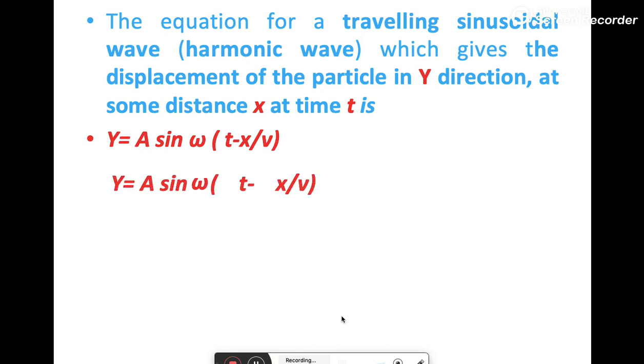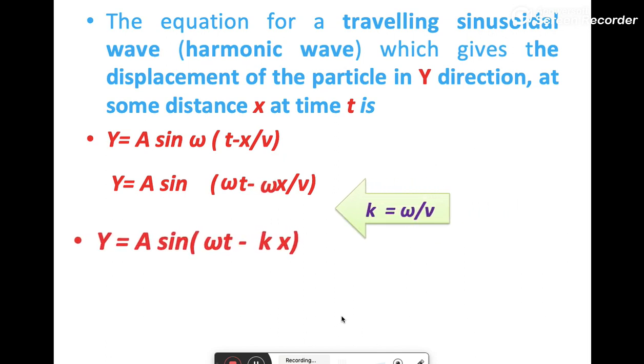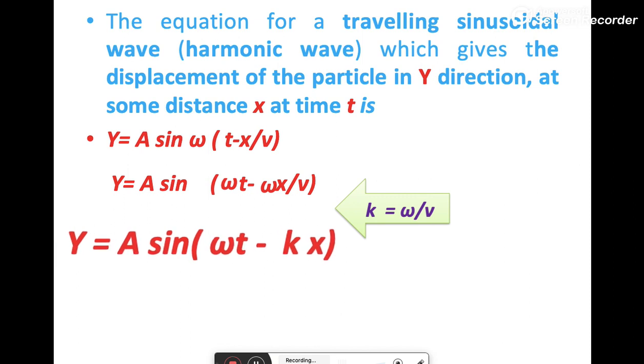Now the equation of a traveling sinusoidal wave, which gives the displacement of particle in y direction at some distance x at time t, is y is equal to a sine omega into bracket t minus x upon v. Let's multiply omega into the bracket, and we have y is equal to a sine into bracket omega t minus omega x upon v. Now we know that k is equal to omega upon v. Therefore, the equation of traveling sinusoidal wave in plus x direction becomes y is equal to a sine omega t minus kx. This is the equation of simple harmonic motion.